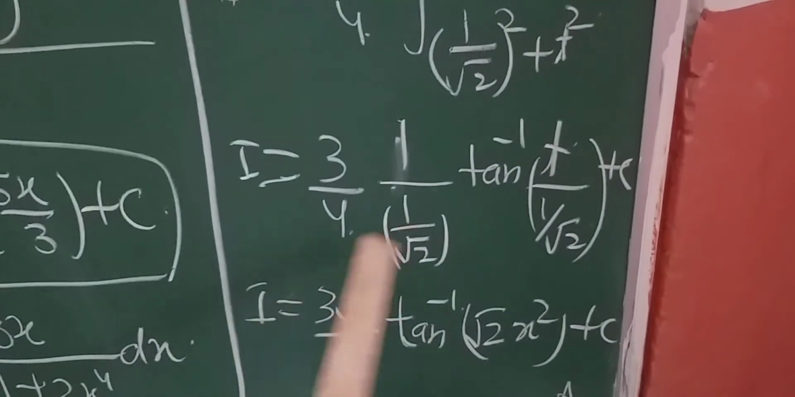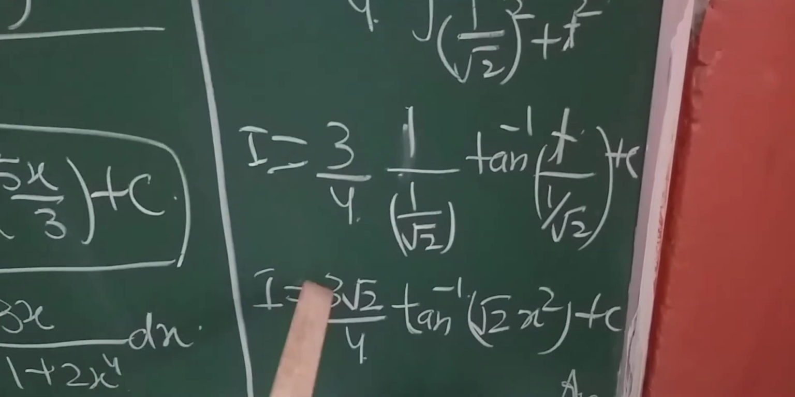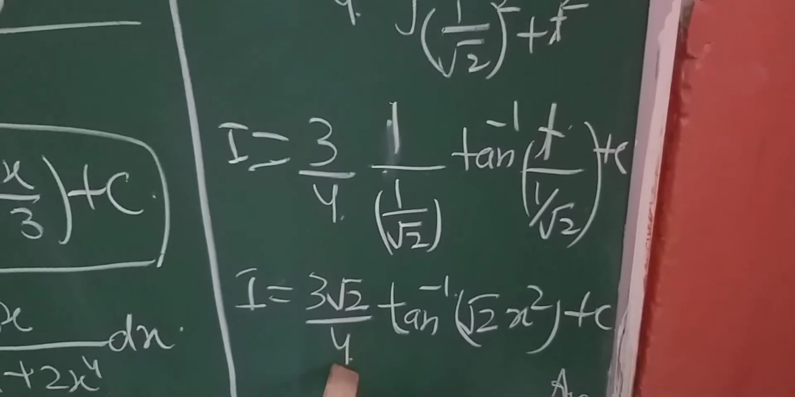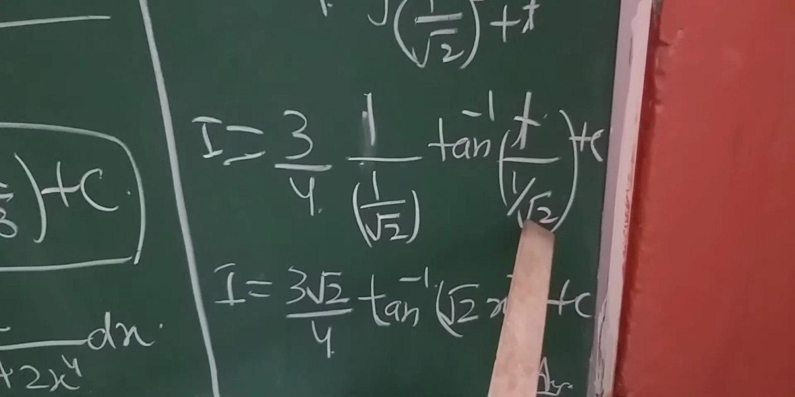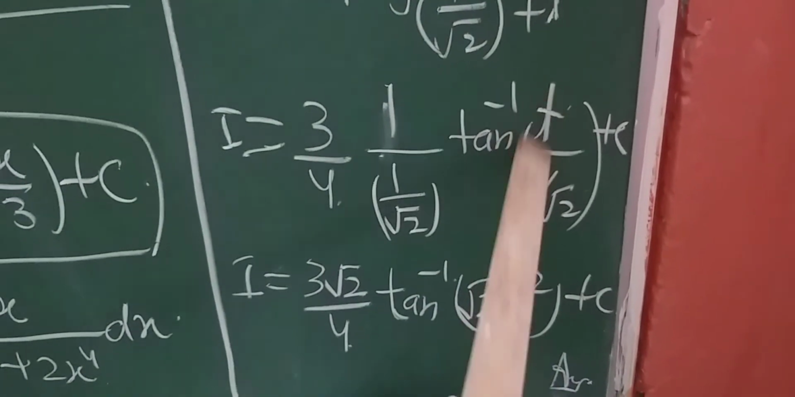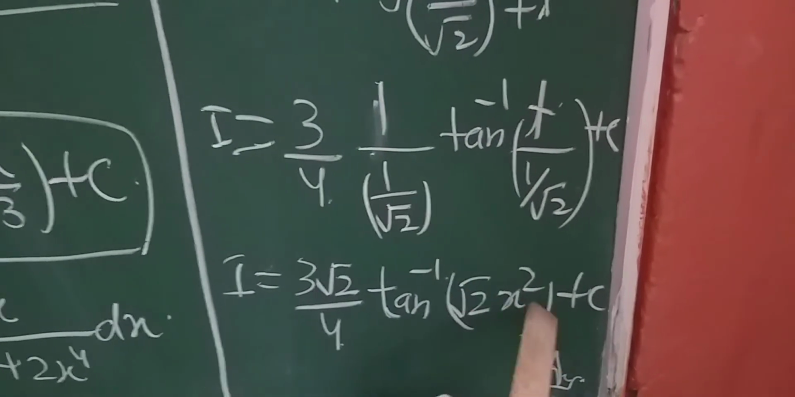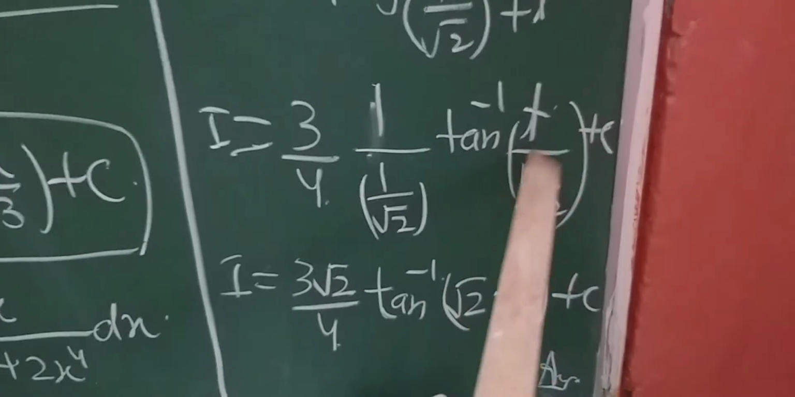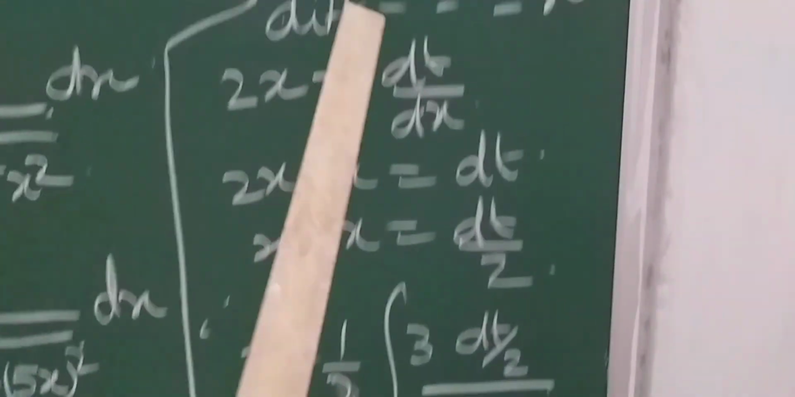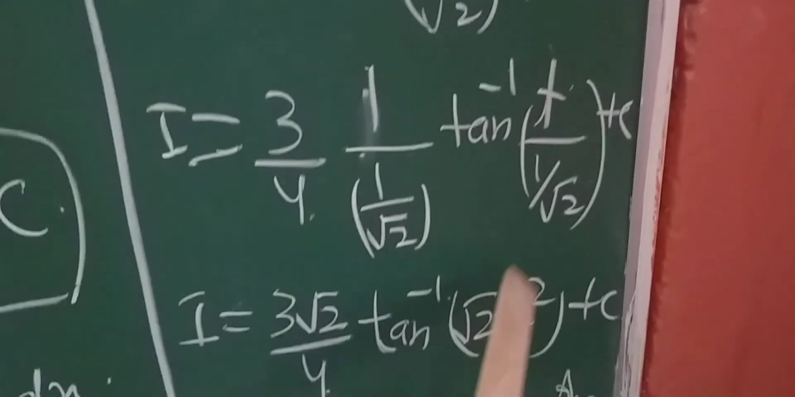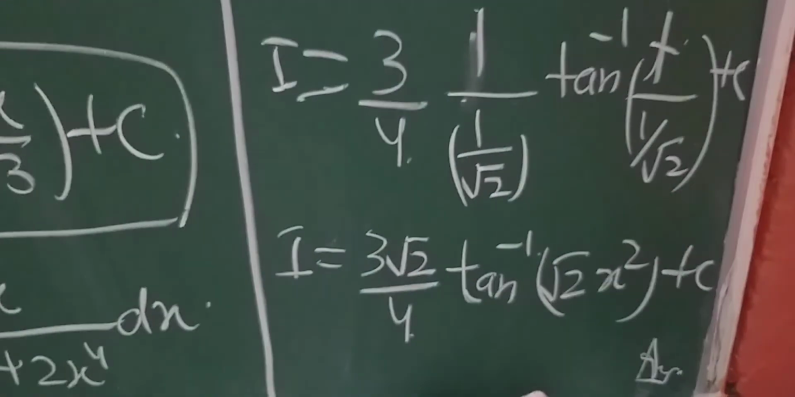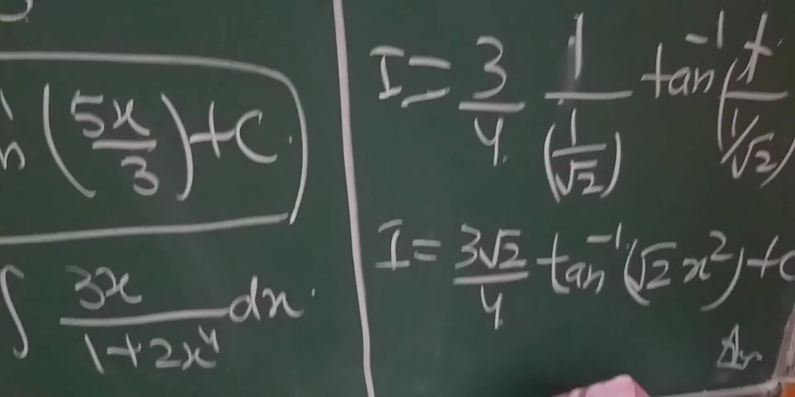So I equals root 2 will go up, it will become 3 root 2 upon 4, tan inverse, root 2 will come here. So root 2 x square, when we replace t, in place of t we can write x square. So root 2 x square plus c. Okay students.